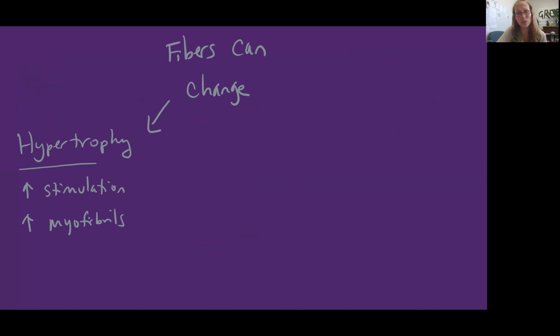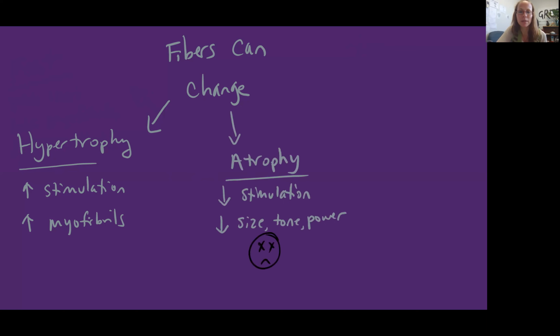Now, fibers can change over time. So hypertrophy is talking about increasing your number of myofibrils with increased stimulation. So the more you use it, the more you have, right? So if you're using your muscle, it tells your body that you need to have lots of myofibrils there so that you're gaining strength and able to do the work that you're asking your body to do. So that's hypertrophy. You're not changing your number of muscle fibers, but you're changing the characteristics of your muscle fibers.